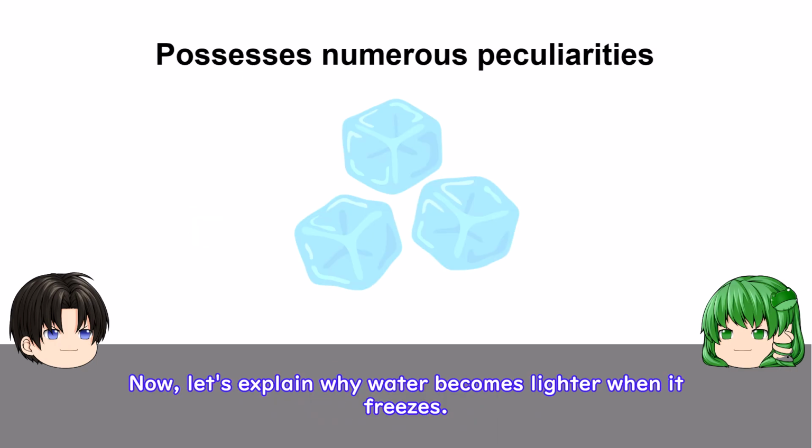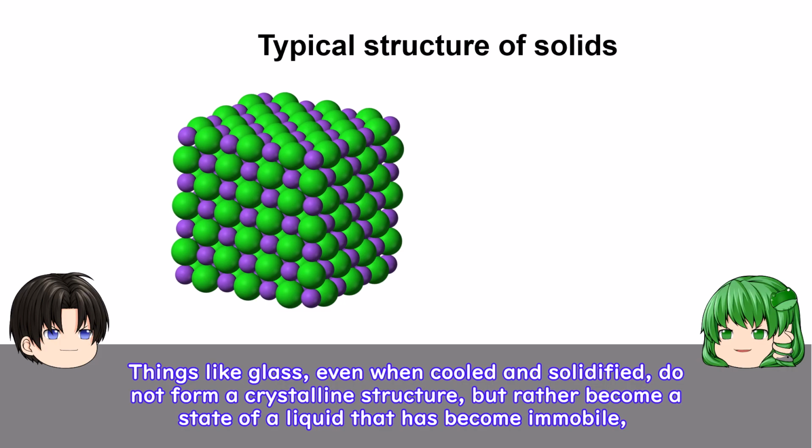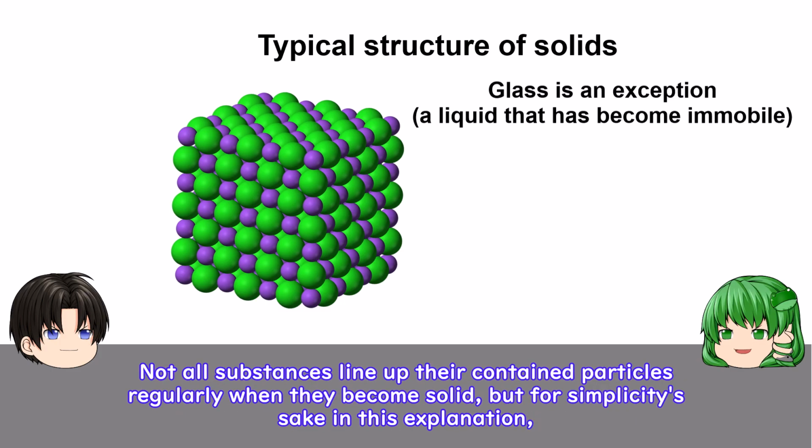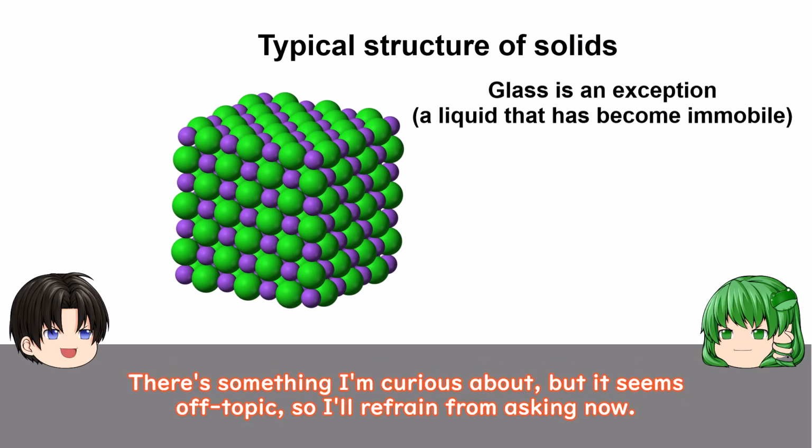Understood. Now, let's explain why water becomes lighter when it freezes. Normally, when a substance becomes a solid, the particles that make up the substance line up regularly, forming a crystalline structure. Things like glass, even when cooled and solidified, do not form a crystalline structure, but rather become a state of a liquid that has become immobile. Not all substances line up their particles regularly when they become solid. But for simplicity's sake in this explanation, let's proceed with the premise that normal substances form a crystalline structure when they become solid. There's something I'm curious about, but it seems off topic, so I'll refrain from asking now.